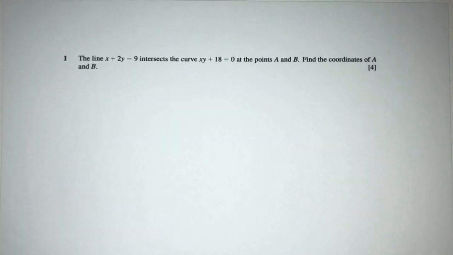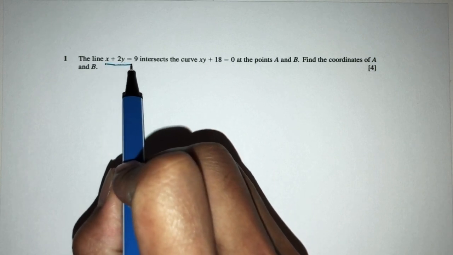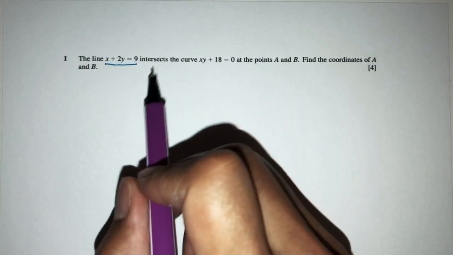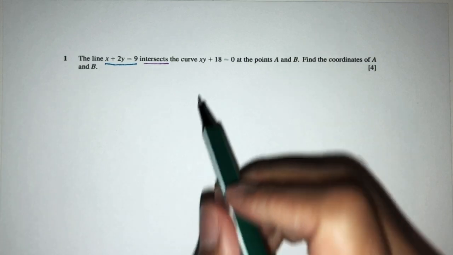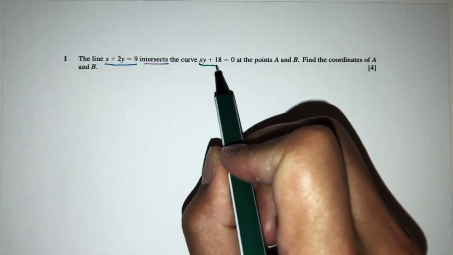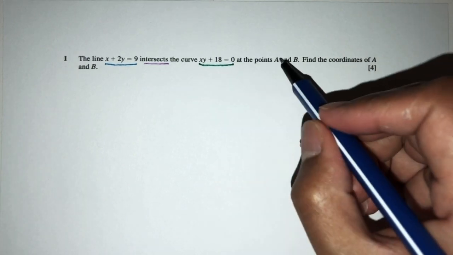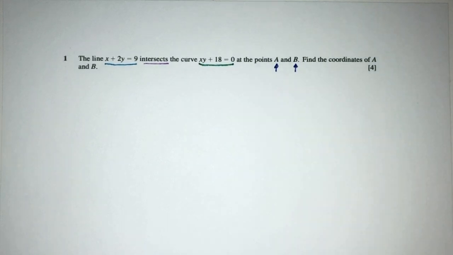Now with that being said, let's move on to question number 1. The line x plus 2y is equal to 9. So this is the equation of a straight line. Now we can see the line intersects, so this is a very good thing to know. It cuts the curve xy plus 18 equal to 0 at 2 points. We have point A and point B. These are the points of intersection. Now find the coordinates of A and B.